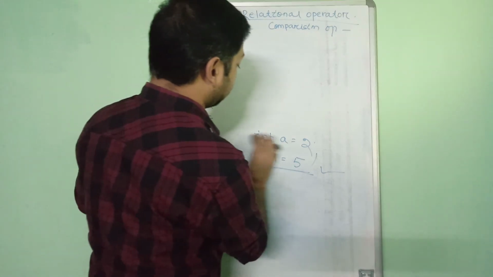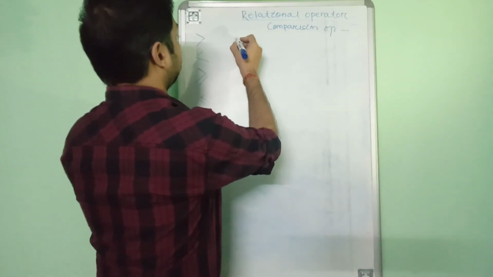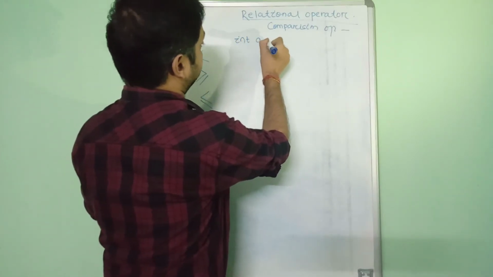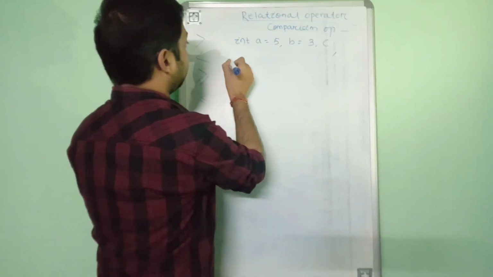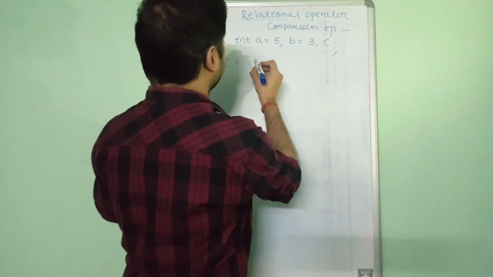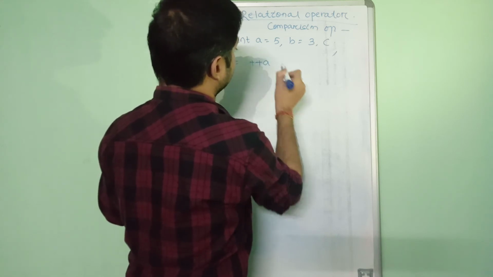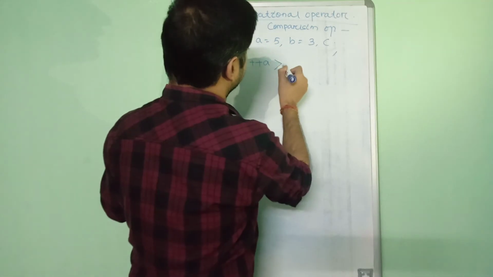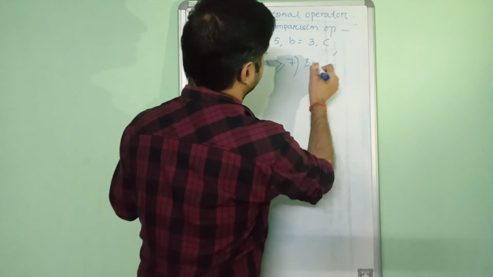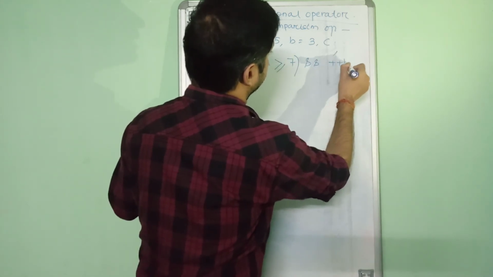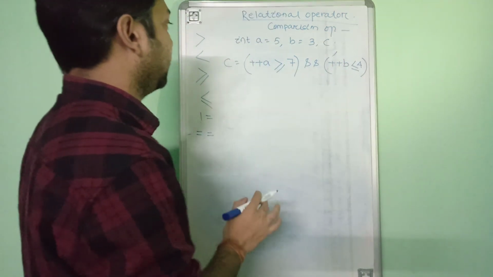Now see the next part. Let us take a simple example to compare them. So let me take here int A equal to 5, B equal to 3 and C. So I will write here C equals to ++A greater than equals to 7 and ++B less than equal to 4. Now see how to solve this type of questions.